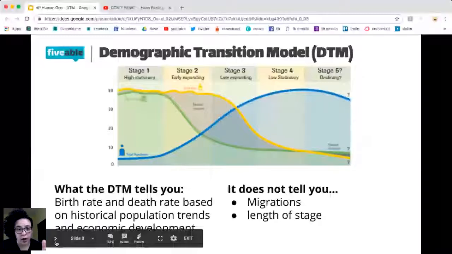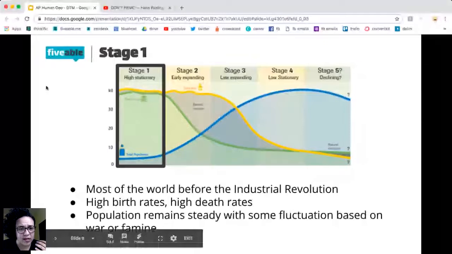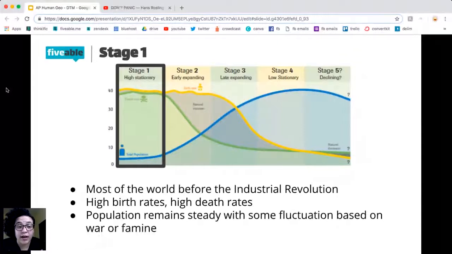Okay, so stage one, this is where most of the world was before the Industrial Revolution. And today, not a single country is in stage one. So there are no more countries there. This was more connected to foraging societies, right? This is really pre-industrial. And after that, you don't have this anymore because industrialization changes everything. So even countries today that are still developing have already developed beyond this stage. So nobody's really here anymore.